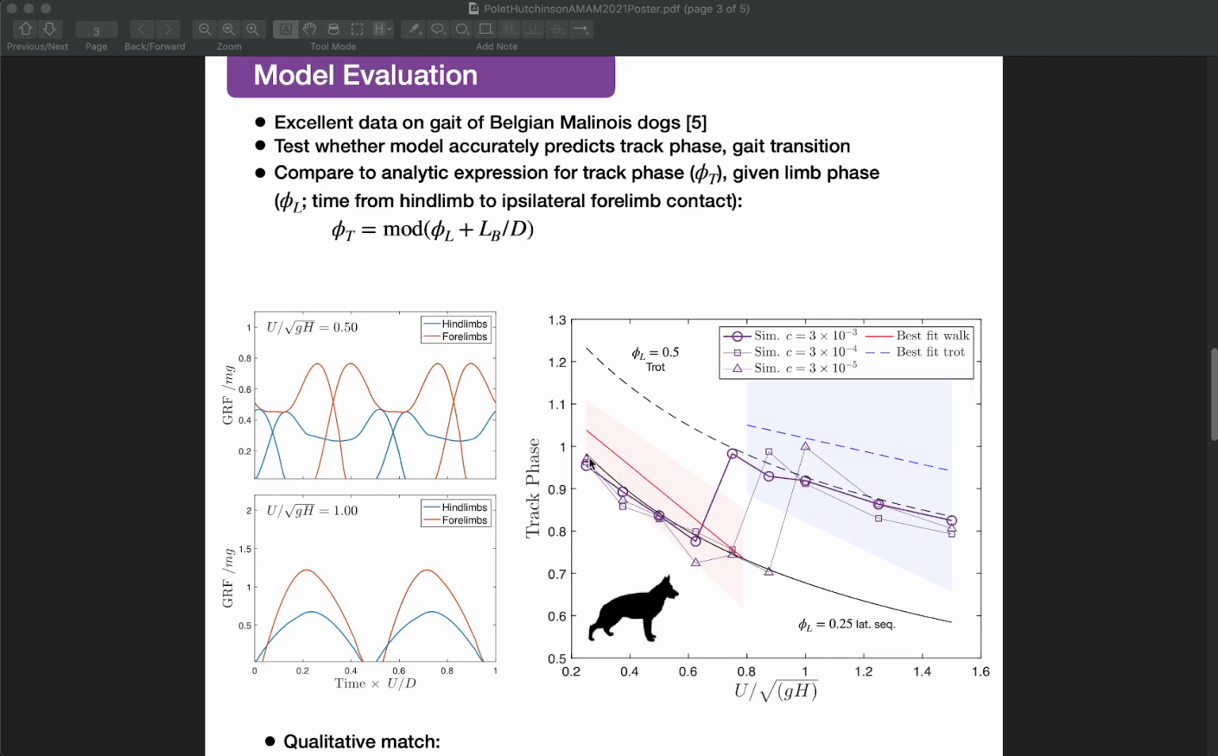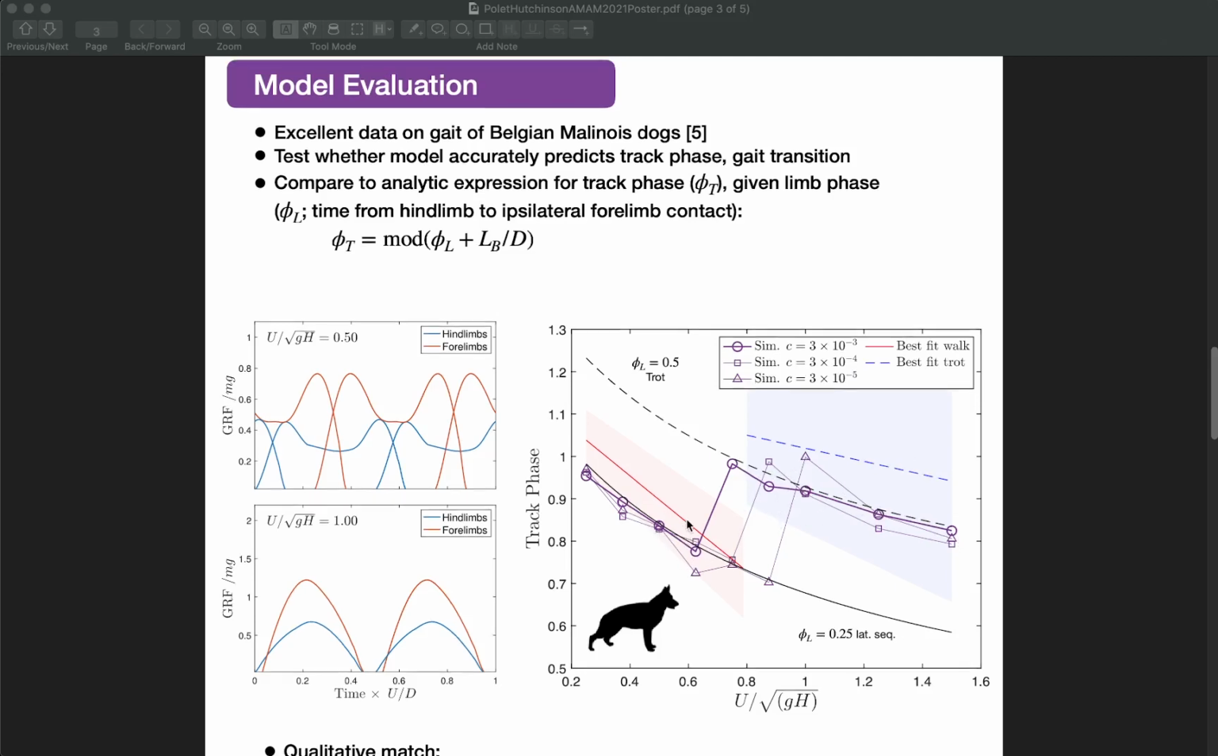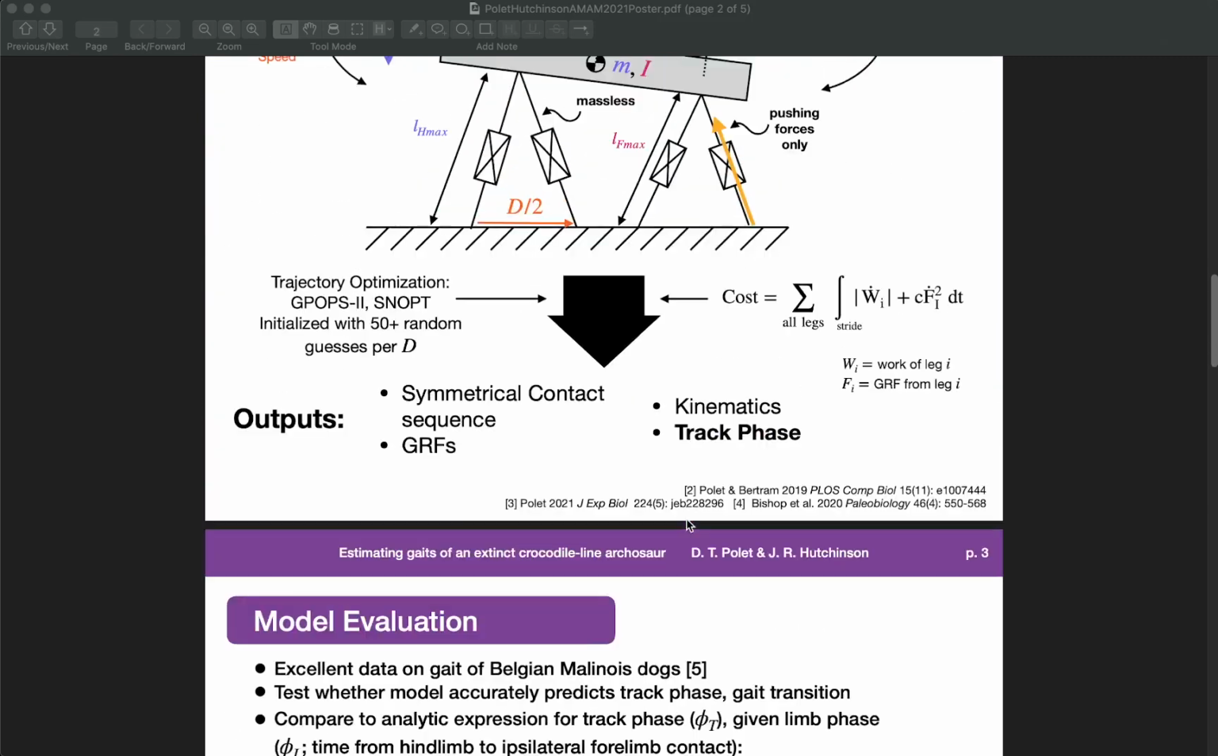And we do see this behavior of track phase decreasing as a function of speed, and then this jump when it goes from a walk to a trot, and then decreasing again, which qualitatively matches the empirical data and is within natural variation. But there is some discrepancy. And there's the sensitivity of force rate penalty, which I didn't talk about yet.